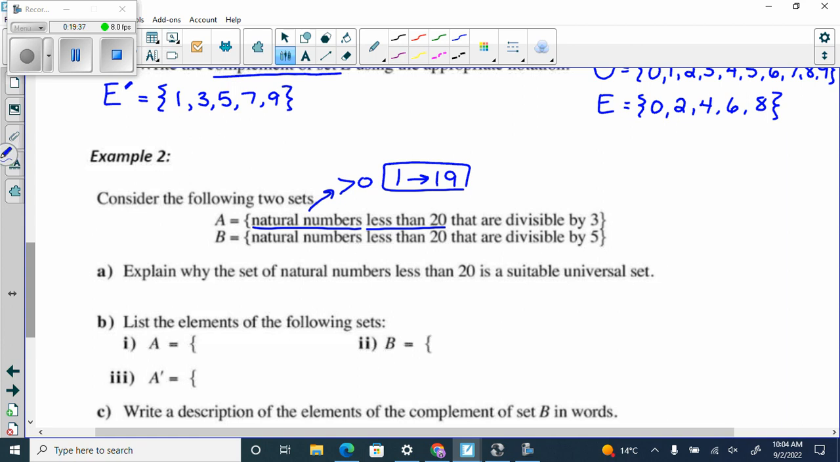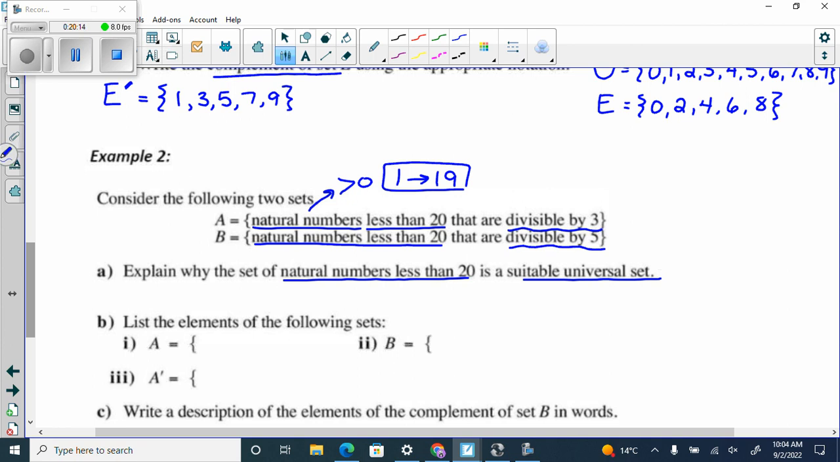Okay? So, before we go to do that, let's look at A. A says, explain why the natural numbers less than 20 is a suitable universal set. Okay? Keep that in mind. Why would the natural numbers less than 20 be a suitable universal set? Let's look at B. The natural numbers less than 20 that are divisible by 5. Divisible by 5 is the difference, but what do they have in common? The natural numbers less than 20. Both of them have that in common, correct? And if they have that in common, that's a universal set.